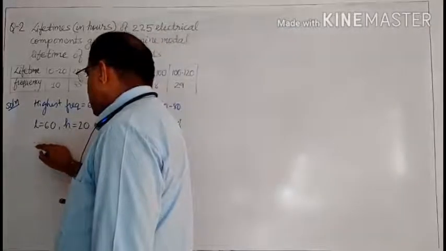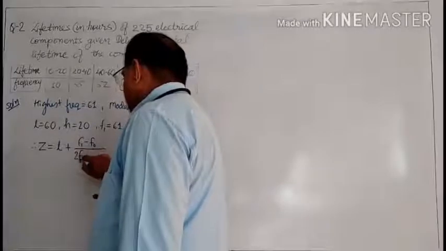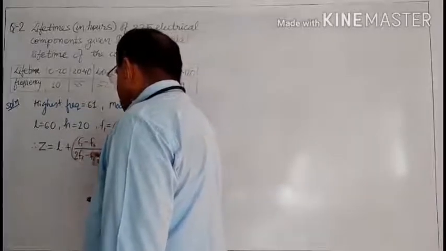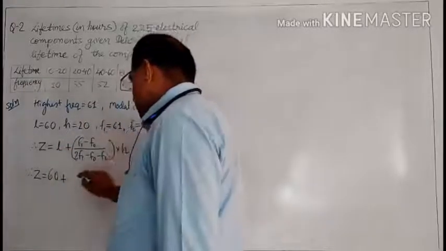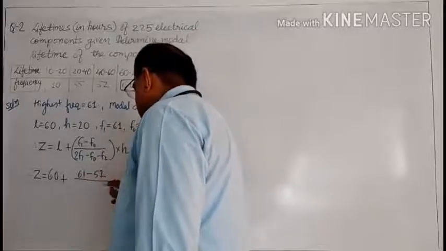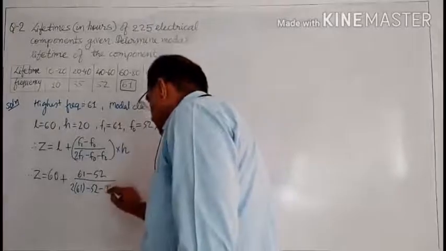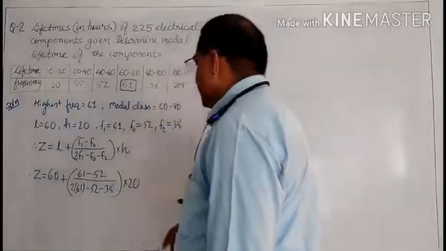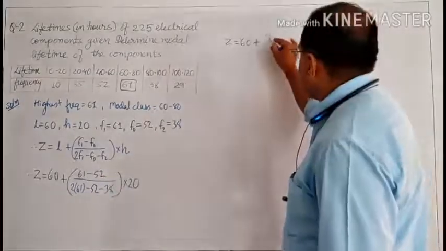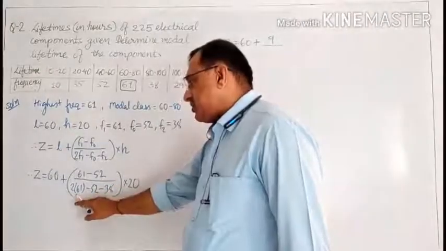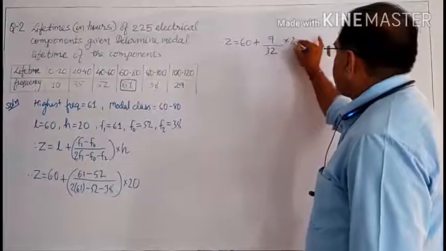And therefore we can find the mode is equal to lower limit plus (f1 minus f0) divided by (2 times f1 minus f0 minus f2), multiplied by class width. Substituting the values, l is equal to 60 plus (61 minus 52) divided by (2 times 61 minus 52 minus 38), multiplied by class width 20. So the mode is 60 plus 9 divided by (122 minus 52 minus 38), that is 122 minus 90, which is 32, multiplied by 20.